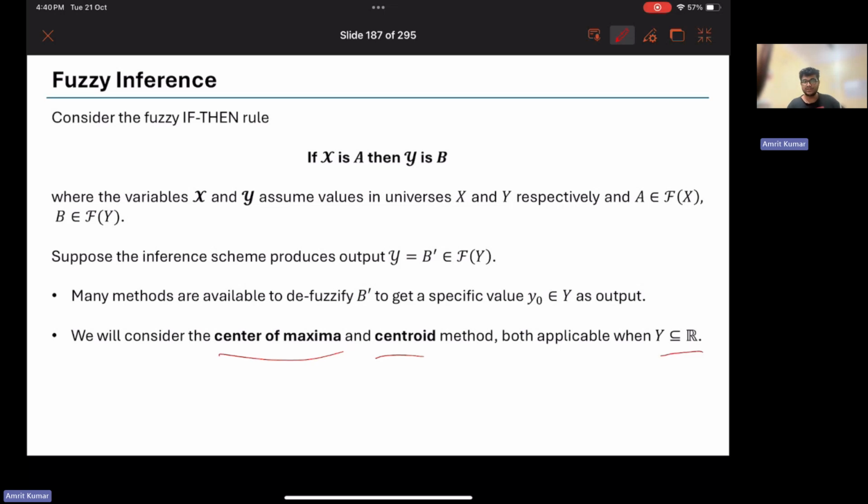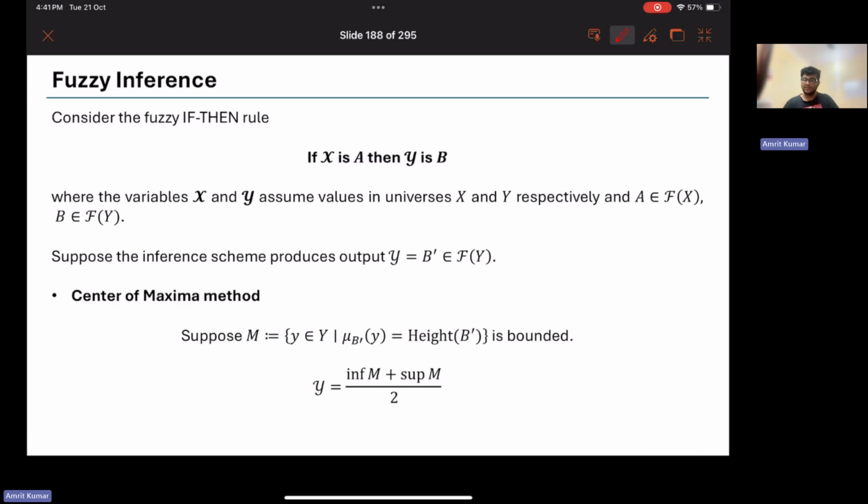That is very important to remember. But in most practical applications, this is satisfied. Your consequent universe Y is either the real line or some subset of it. So that is enough for almost all practical applications. Now suppose this is our output fuzzy set B dash, right?